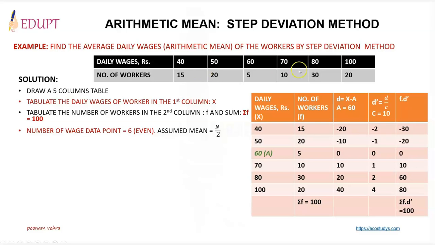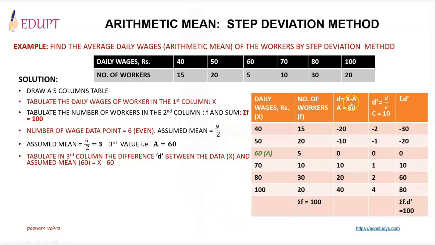To find arithmetic mean by step deviation method, you need to have assumed mean. Here we notice that the information is for 6 values of daily wages. So we shall apply n by 2 to find assumed mean, which is 6 by 2 is 3. So we have 60 as the assumed mean. And then find deviations from the assumed mean, x minus a, which is 40 minus 60 is minus 20, 50 minus 60 is minus 10, 60 minus 60 is 0, and so on.